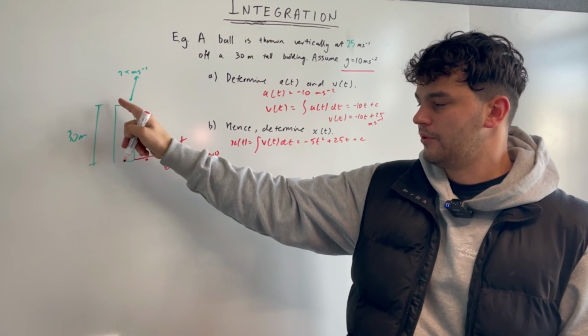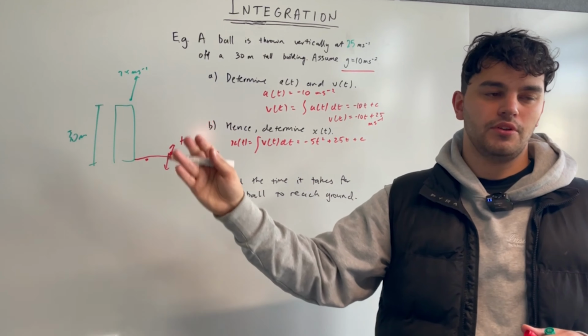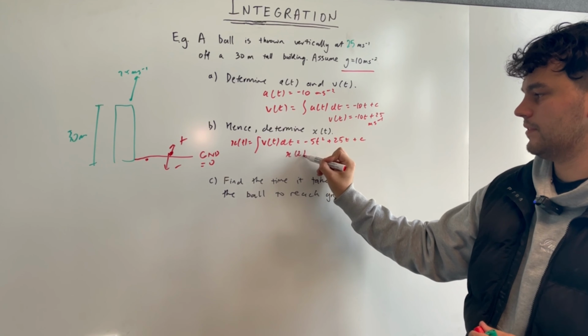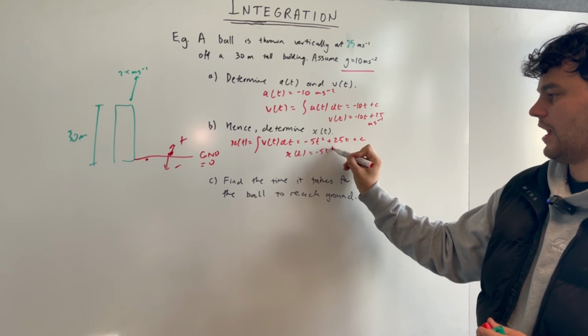So where do we start from? We start from here, which is 30 meters upwards. So our c value should be +30. Again, this is not the only right answer. It depends on how you define your question.